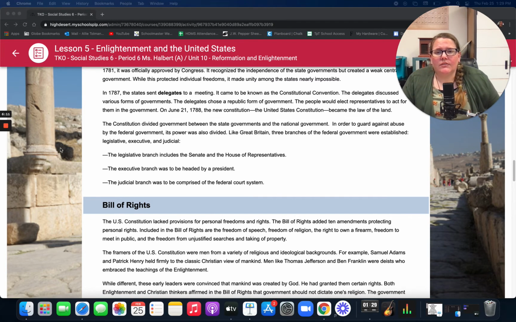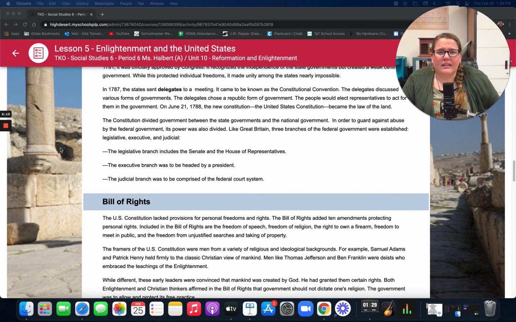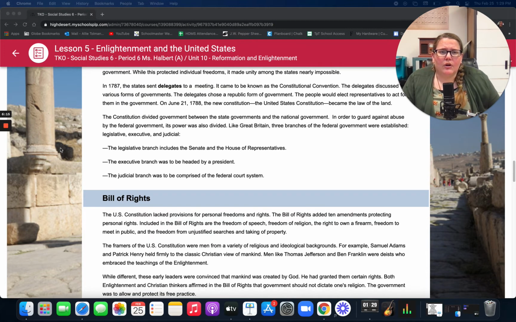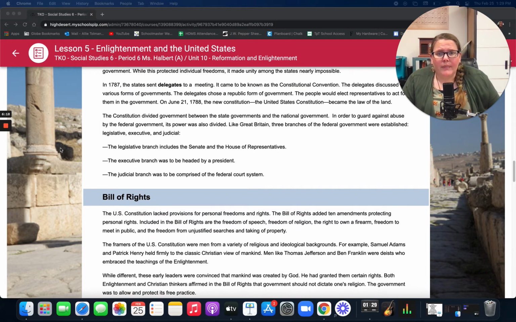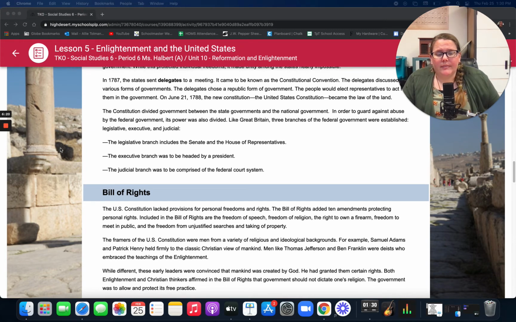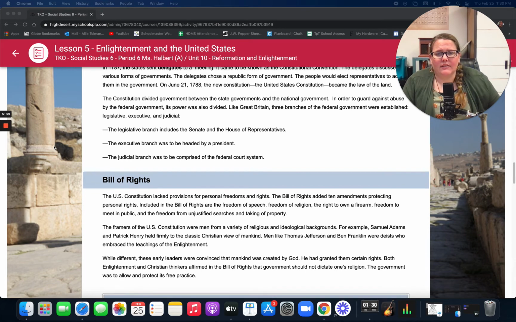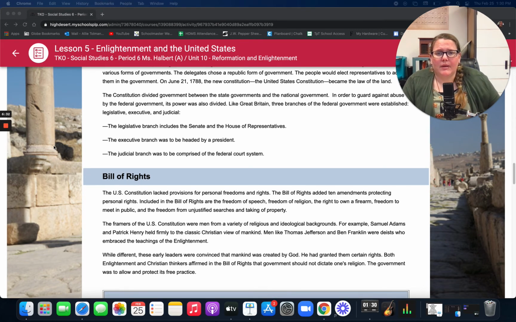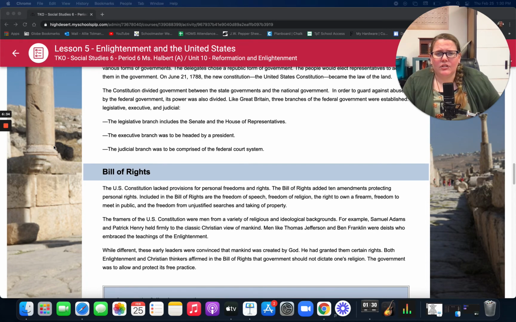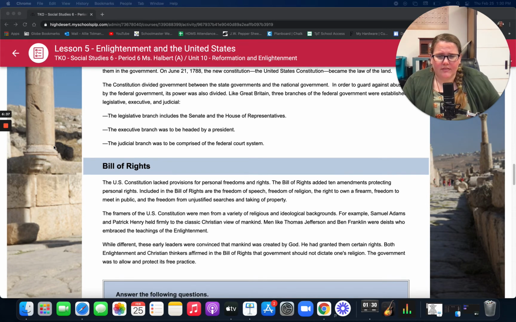The Constitution divided government between the states' governments and the national government. In order to guard against abuse by the federal government, its power was also divided. Like Great Britain, 3 branches of federal government were established: legislative, executive, and judicial. The legislative branch includes the Senate and House of Representatives. The executive branch was to be headed by the President, and the judicial branch was to be comprised of the federal court system.